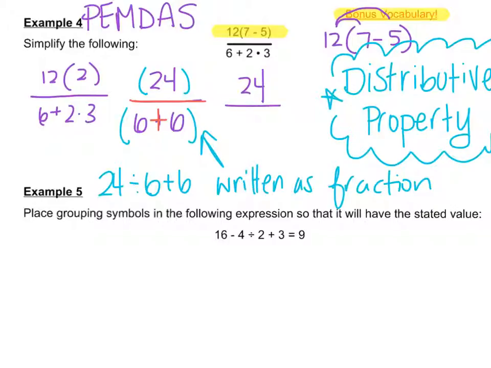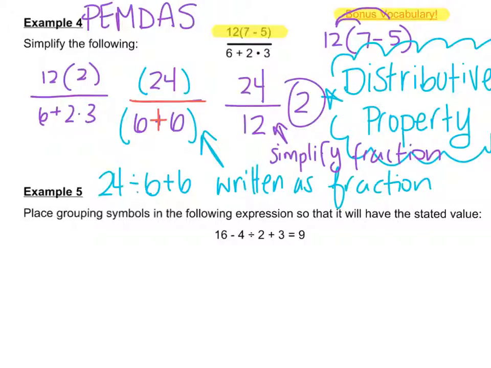And then you're going to simplify your bottom. 6 plus 6 is 12. And then you're going to simplify your fraction. And 24 over 12, or 24 twelfths, is just 2. So that's where it's really important to pay attention. Is it a fraction or is it dividing?